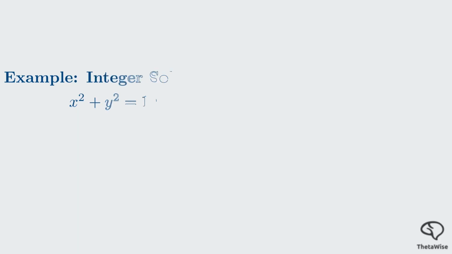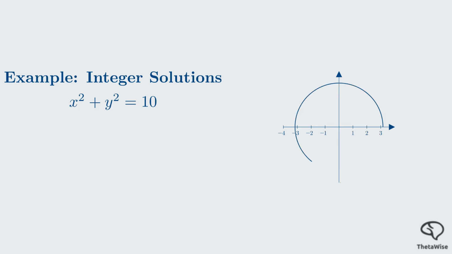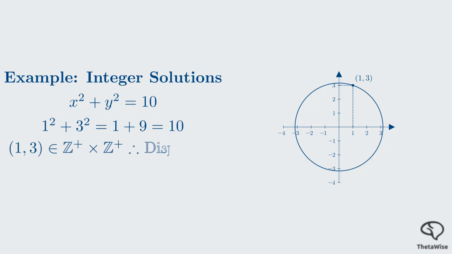Let's look at a geometric example. There are no positive integer solutions to the equation x squared plus y squared equals 10. If we look at the circle representing this equation, we can see it passes through the point 1, 3. 1 squared plus 3 squared equals 1 plus 9, which equals 10. Since 1 and 3 are both positive integers, this single pair acts as a counterexample that disproves the statement entirely.